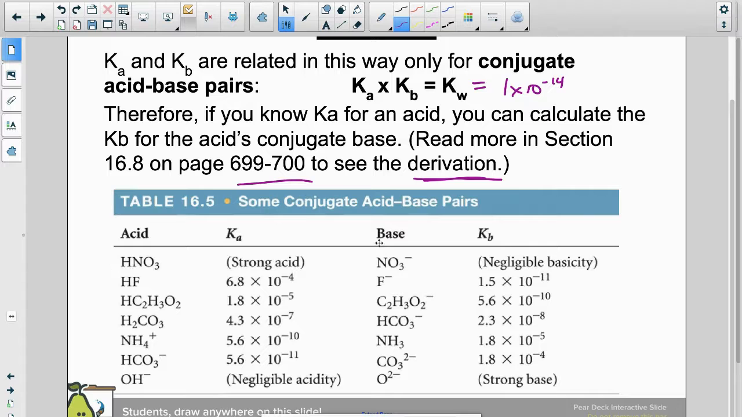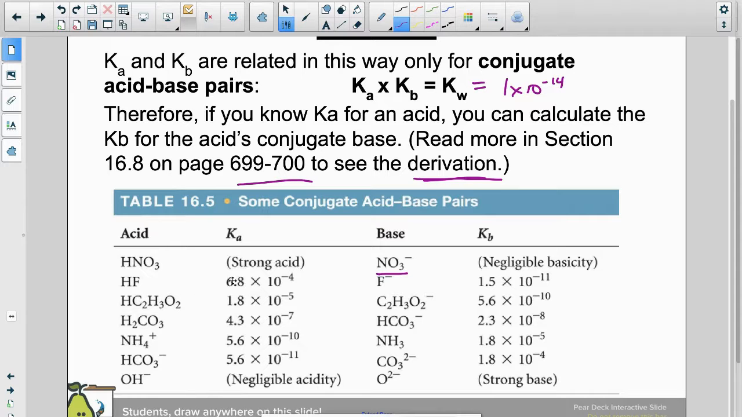But you can see that for a very strong acid like HNO3, the conjugate base NO3 minus has basically no basicity. It is pathetic. We just call these pathetic ions that can't do any acid-base reaction in water. They don't want to go back to this acid because it's so strong, it will just completely dissociate.